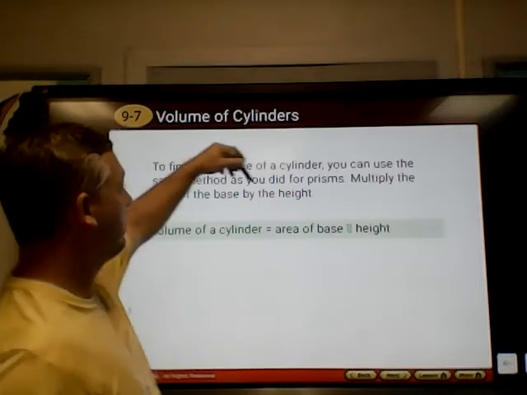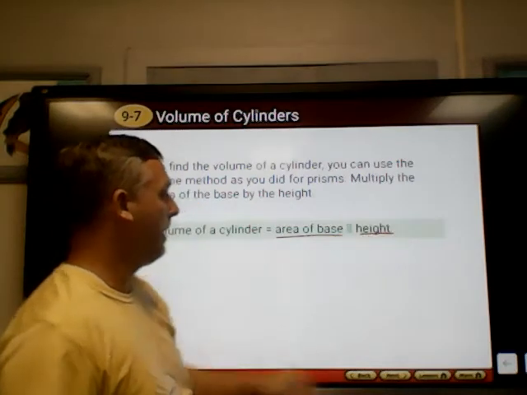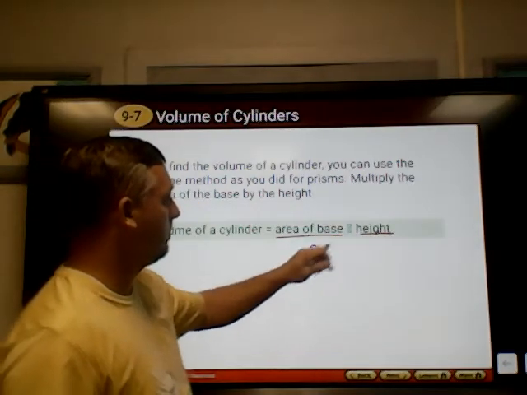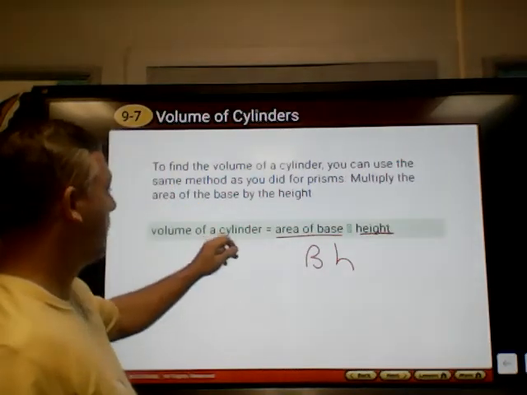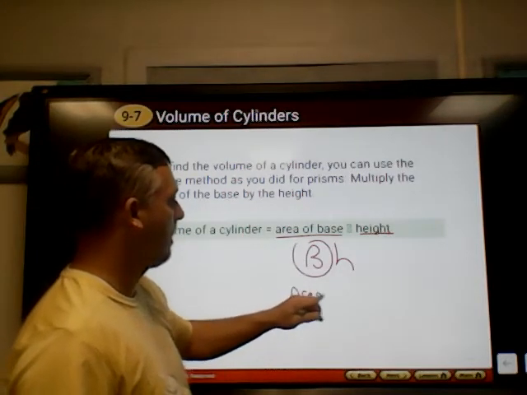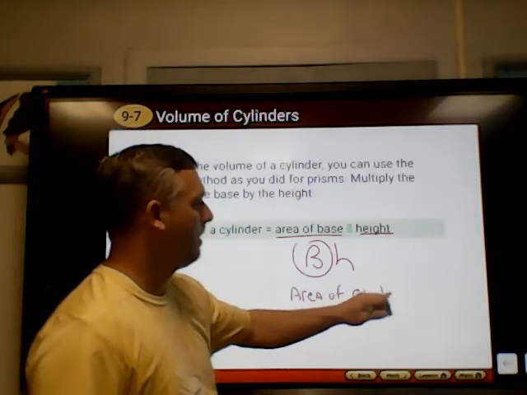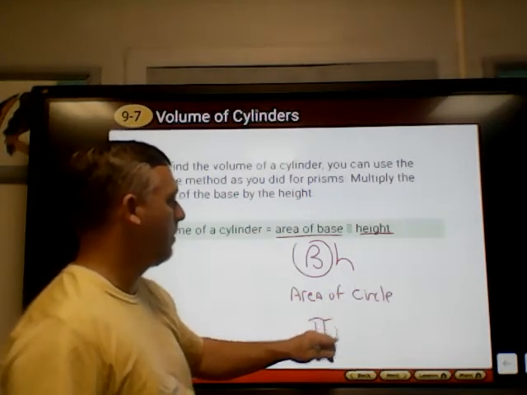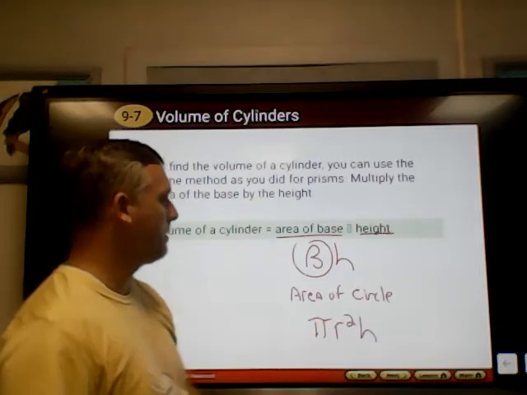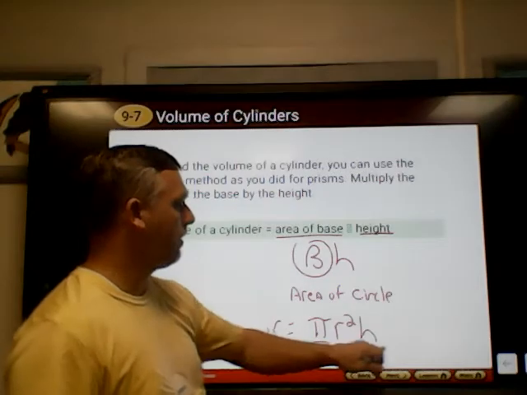All right, so volume of a cylinder. You can use the same method you did for prisms. Basically, it's the area of the base times the height. So it's large B, little h. So a cylinder, the area of a circle, basically. So you're looking for the area of a circle. Area of a circle is pi, radius squared, and you're going to times by height. So the volume of a cylinder is pi times radius squared times height.